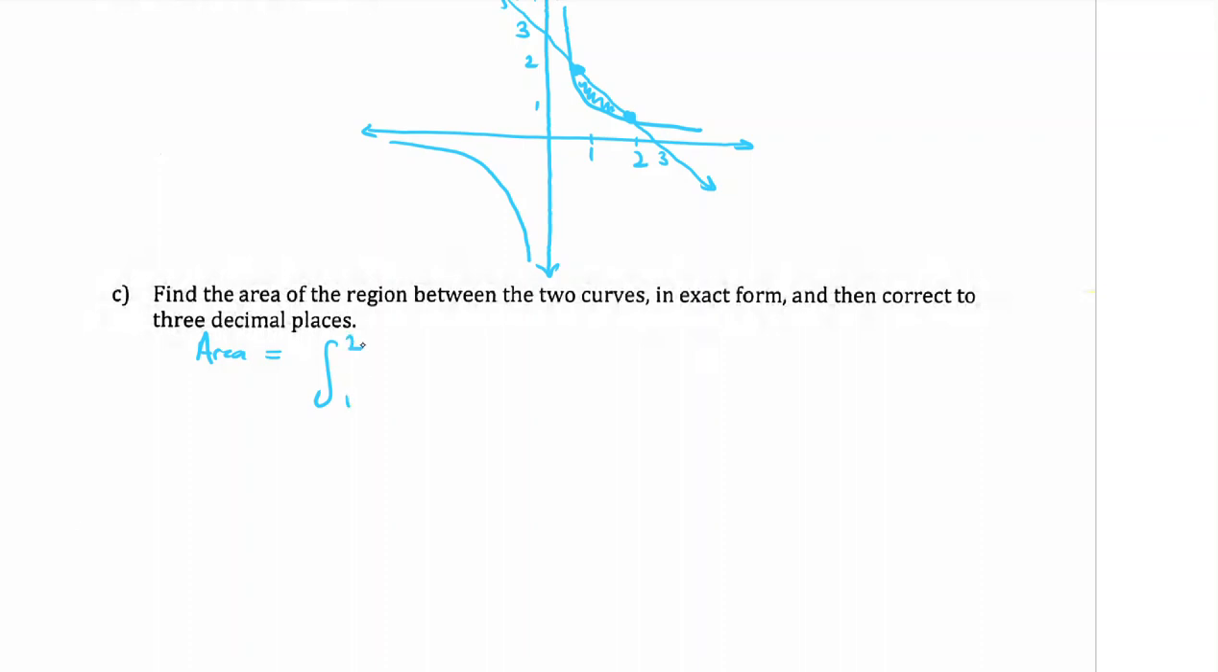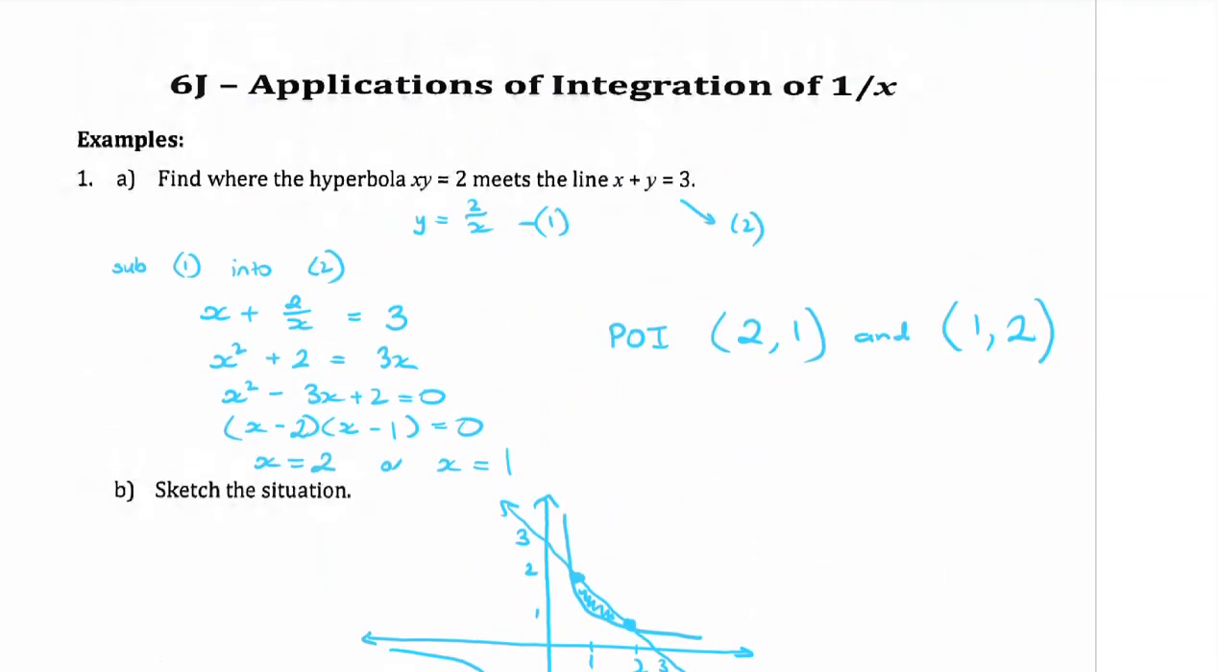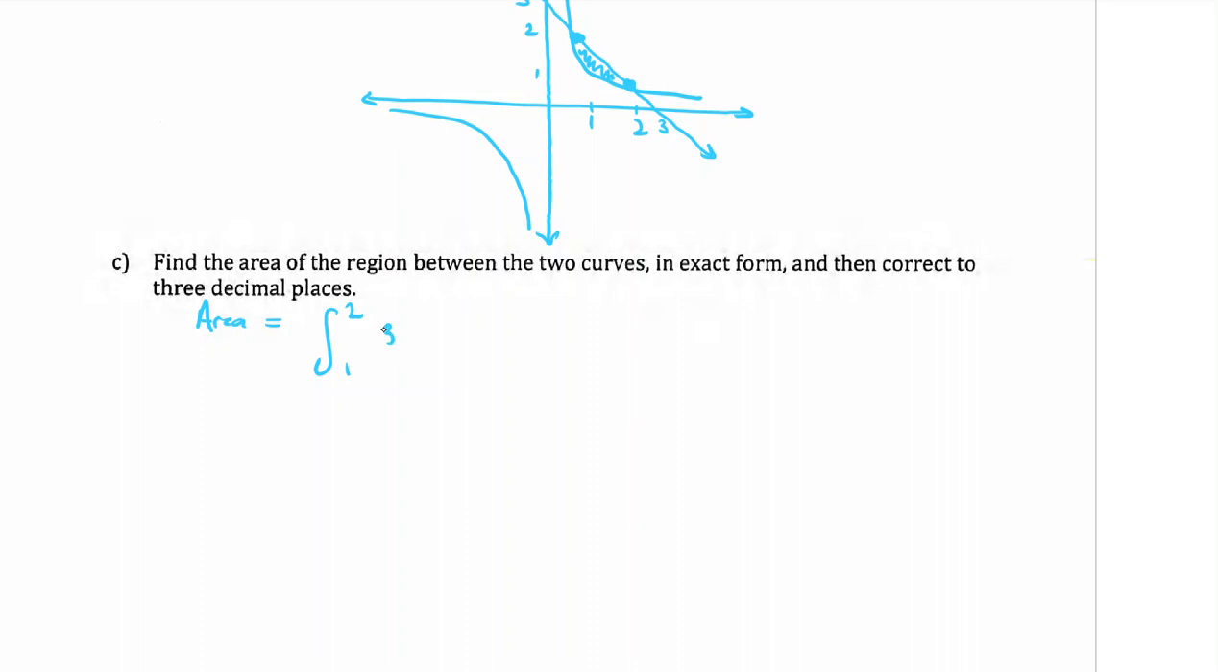The top curve is the line. What am I putting in there for the equation of the line? No, the line is this one up here. 3 minus x, because it's got to be in y equals form, right? So this is y equals 3 minus x. Okay, so we're integrating 3 minus x. Then I subtract the hyperbola in y equals form, which we already did up the top, it was 2 over x. Line minus hyperbola, dx.